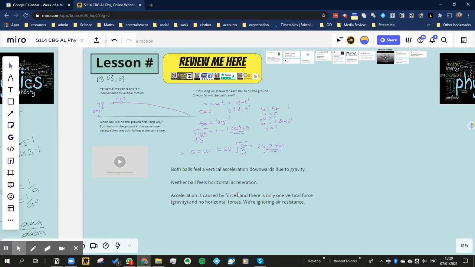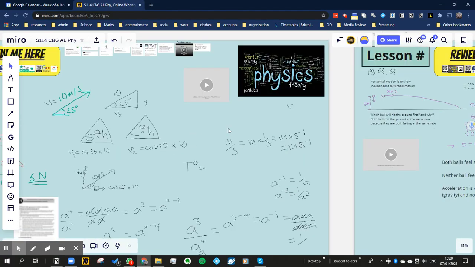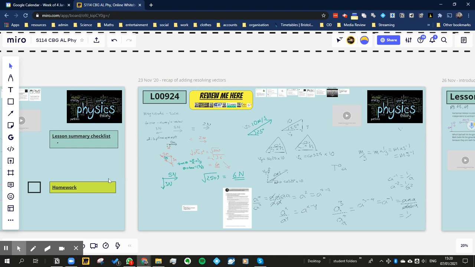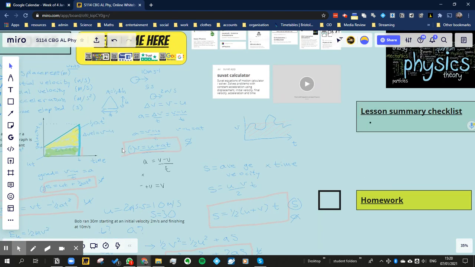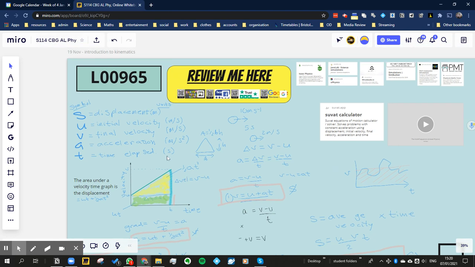So let's have a look at SUVAT. Hopefully we've got some SUVAT stuff over here. Here we go. SUVAT equations, or kinematics. It's called SUVAT because SUVAT spells the different quantities that we're looking at: displacement, initial velocity, final velocity, acceleration, and time elapsed.